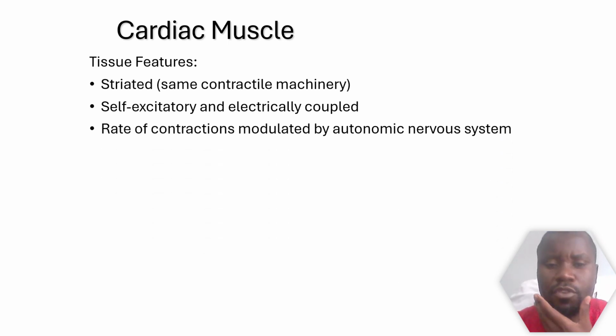The rate of contractions, we said when we were looking at the different classifications, is controlled by the autonomic nervous system.